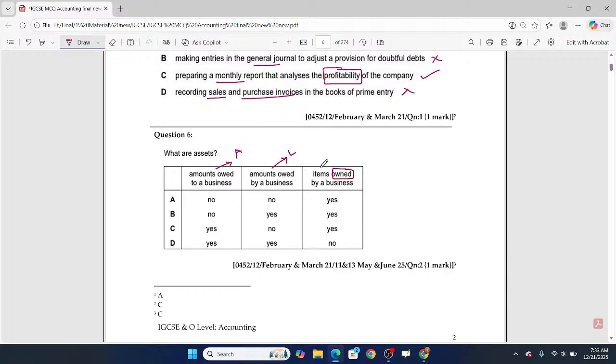So if I own an asset, then it's coming under asset. Asset, liability, and asset. So asset, yes. Liability, is it an asset? No. This is an asset. This is a liability, so not an asset. This is an asset, yes. So C is the correct answer.